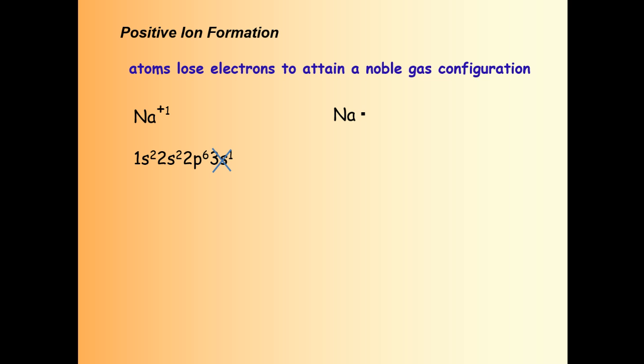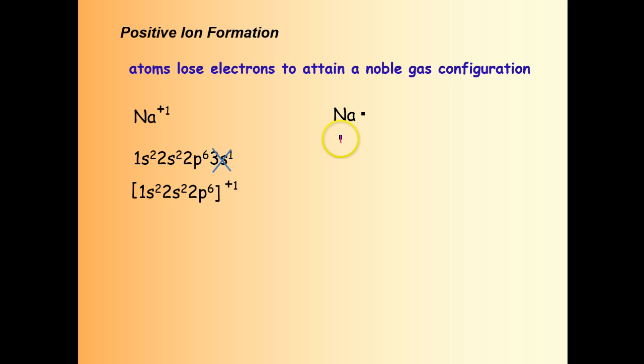So it loses that one electron, and now its configuration is the same as neon: 1s2, 2s2, 2p6. But it's not neon, and to distinguish sodium ion from neon, we're going to put brackets around that electron configuration and the charge outside of the brackets to show that this ion achieved that noble gas configuration by losing that one electron.